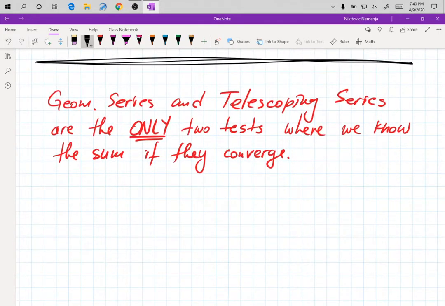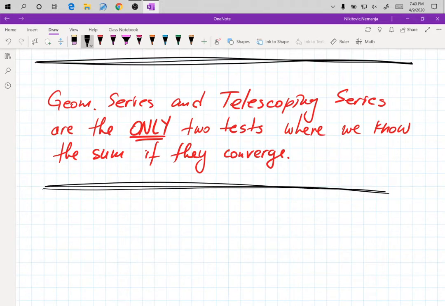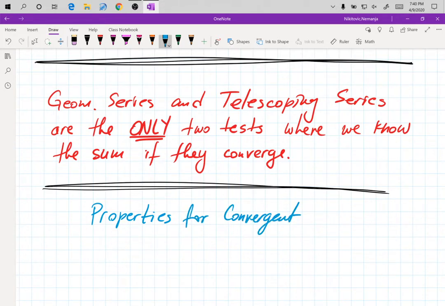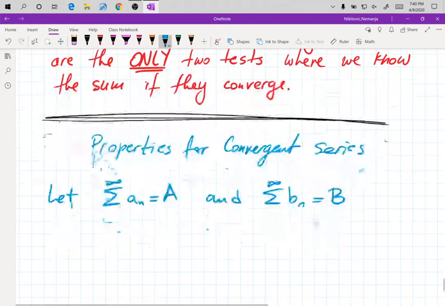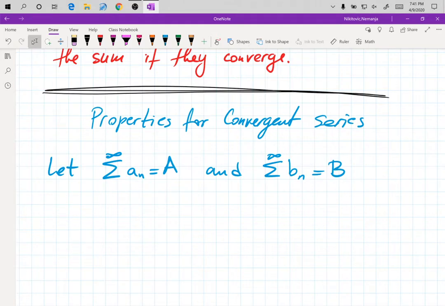Now, let's write the properties of convergent series, and we are done with this part of the lecture. So this is theorem 10.8 or whatever. We'll just say properties for convergent series. All right, so let summation an converge to A, and summation of Bn converge to B. These are convergent series, so they will have some kind of a number in the answer.